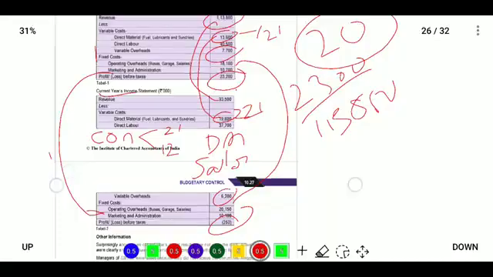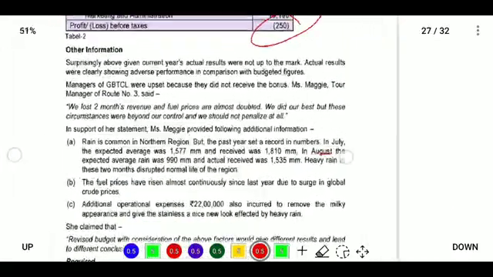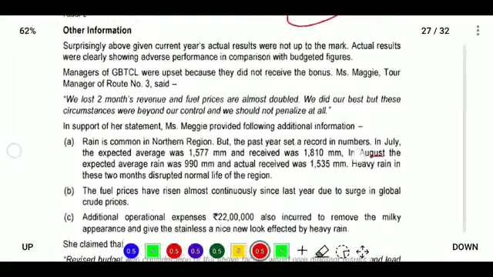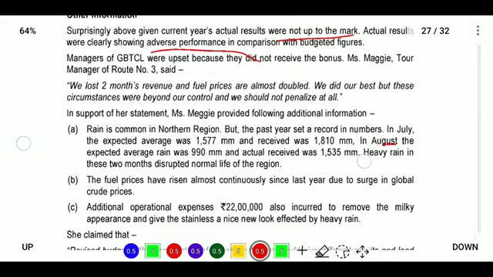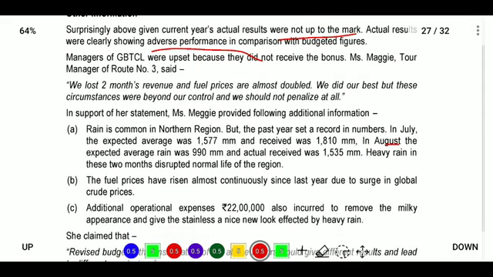So what they are telling, the other information they provided: surprisingly, the current year actual results were not up to the mark. Actual results were clearly showing adverse performance in comparison with the budget figures. So the manager of GBTL was upset. I provided a budget profit, but you actually made a loss. So they do not receive any bonus. Wow! Because of this, you will not get any bonus.